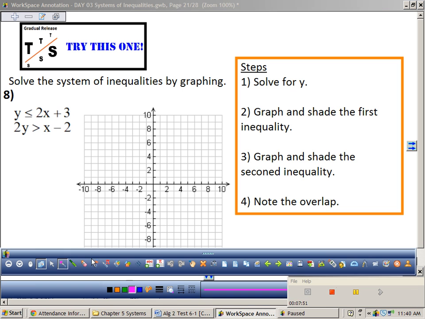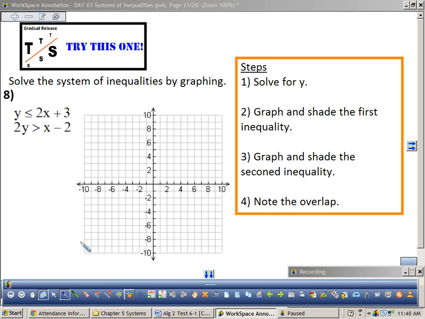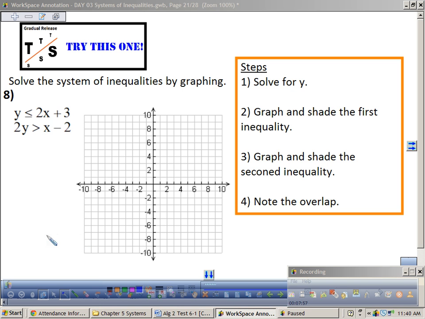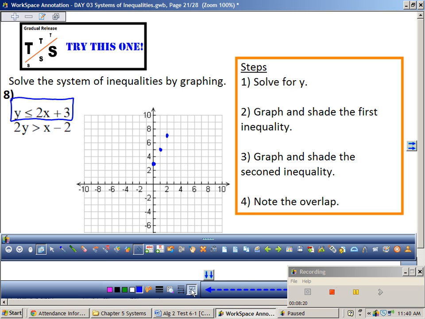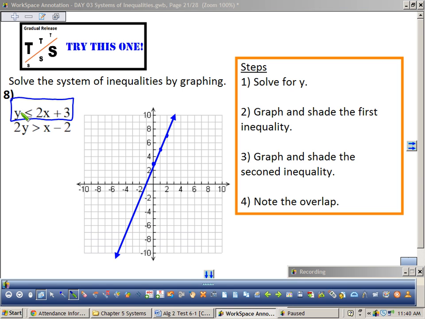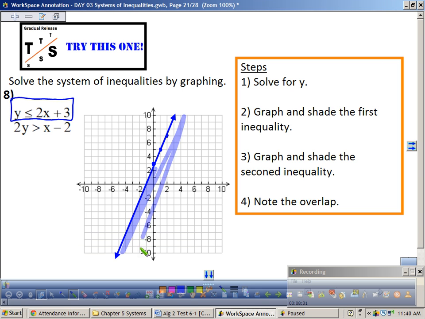Okay, what's the difference between this one and the last one? We got to solve for y first, right? So I'm going to do the blue one first because it's the top one. Where do I begin on this line, class? 3. And where do I move? Up 2 over 1. Up 2 over 1. Is this line going to be dashed or solid? Solid. Here's my solid line. Am I going to shade above or below the line? Less than means below.